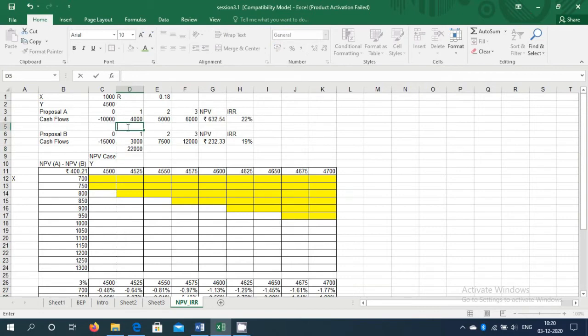5,000, 6,000, that is 15,000. Okay, so for 10,000 in investment I am getting 15,000. Here, for a 15,000 investment I am getting 22,000. But the difference is 5,000 over here and 7,000 over here. But if we find out the net present value, which we have already discussed, this amount is more, that is 632.554, and here it is 232.33.